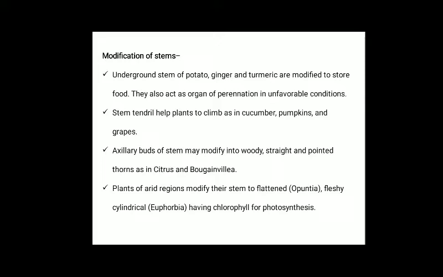Stem tendrils help plants to climb, as in cucumber, pumpkins as well as grapes. Axillary buds of the stem may be modified into woody, straight and pointed thorns as in citrus and bougainvillea. Plants of arid regions modify their stem to a flattened form in case of opuntia and a fleshy cylindrical structure in case of euphorbia, having chlorophyll for photosynthesis.